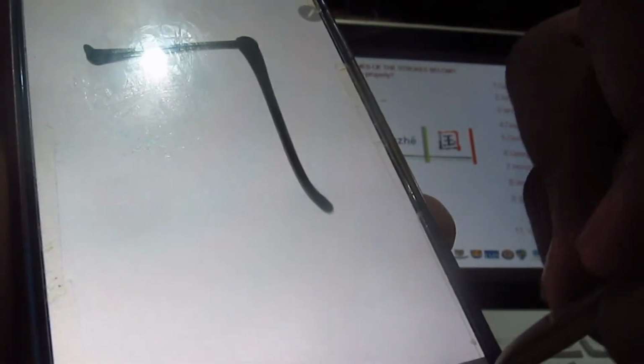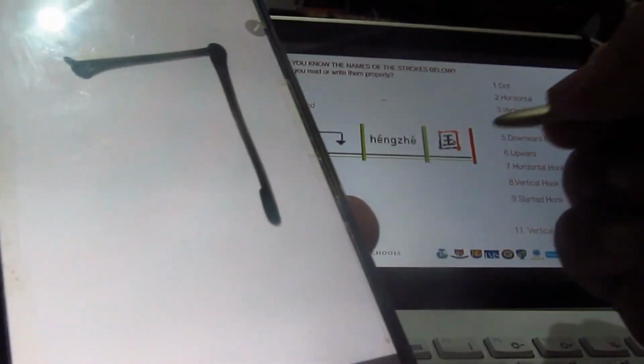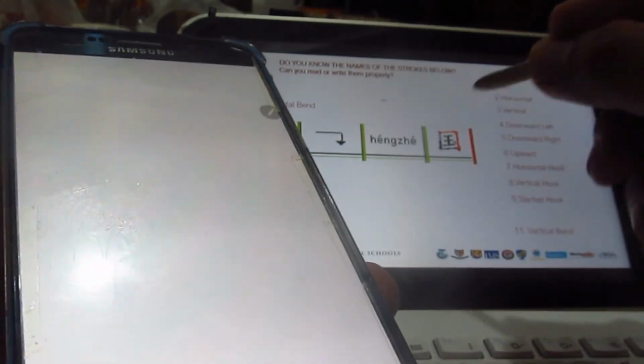Hengzhe. Again, hengzhe. Again, hengzhe. Okay, so let's use this example character. Guo means country or nation or kingdom.